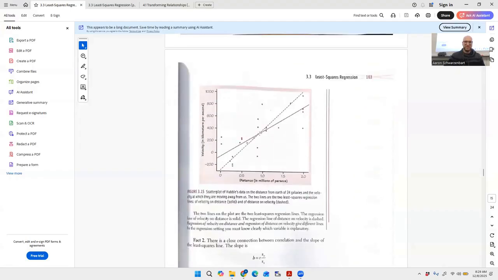So this is data for the expanding universe. You guys kind of know that the universe is expanding, right? So notice what happens when you switch y and x. You get different lines. It doesn't mean that they can't ever be switched, but you do not get the same results.